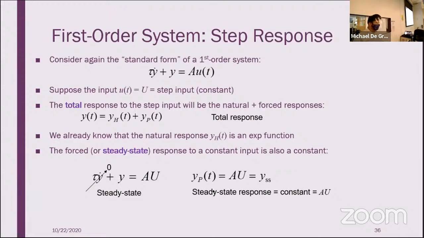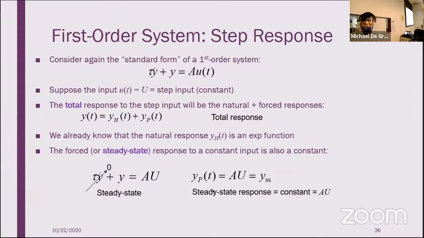So once again, we have our standard form, right? But this time it's not equal to 0, it's equal to a times u of t. And suppose that we're going to use a unit step, or just a step input u, right? There's some constant. Remember, a step input gives me a constant input, which means that we can probably use DC gain for this.